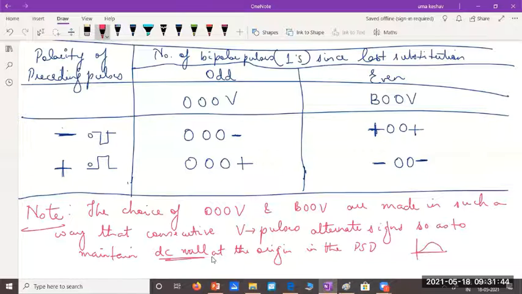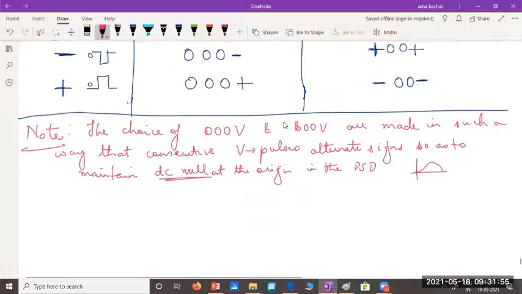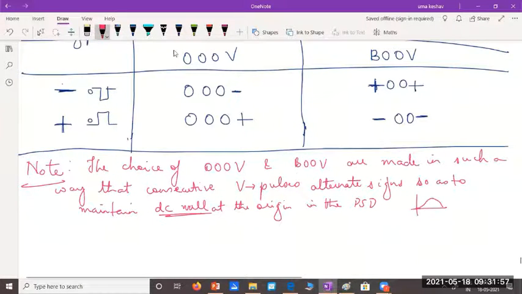So in order to maintain that DC null at the origin, I have to see that alternate pulses will change signs, and that we are going to take care. So let's try to take an example and let's try to analyze this. Let me take an example sequence.